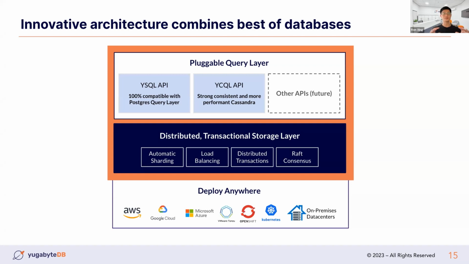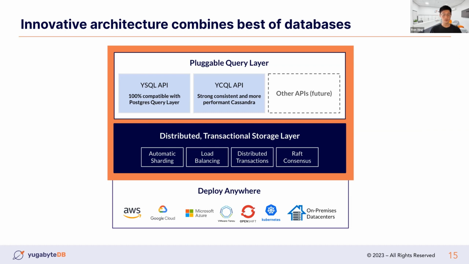On the bottom is a distributed transactional storage layer. This layer actually does all the magic. For example, automatic sharding, load balancing, distributed transactions. Then the data replication is done through the Raft consensus algorithm. So all these things are handled by the database layer. You don't need to configure other components like MySQL Router, things like that.